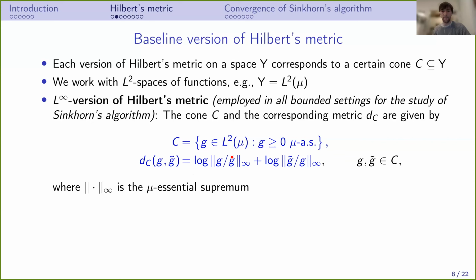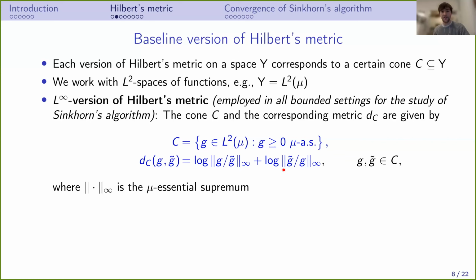To compute this, you take both of these fractions. For two functions, g and g tilde, you look at both fractions, g divided by g tilde and g tilde divided by g. Then for both of these fractions, you look at the largest value, so the infinity norm. Remember, these are positive functions, so these fractions are also positive.